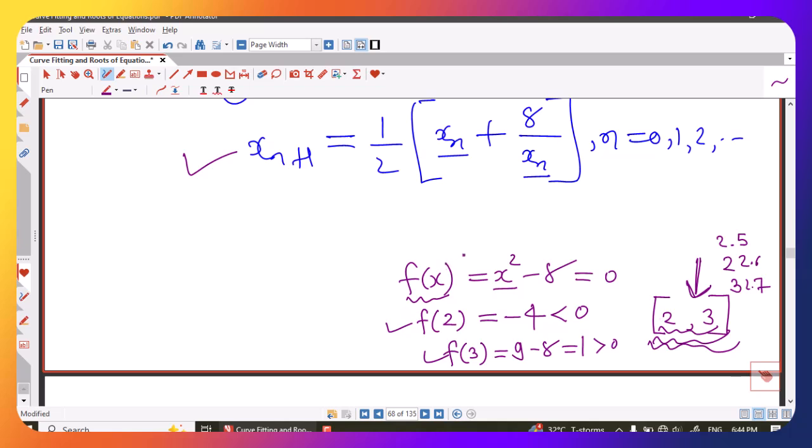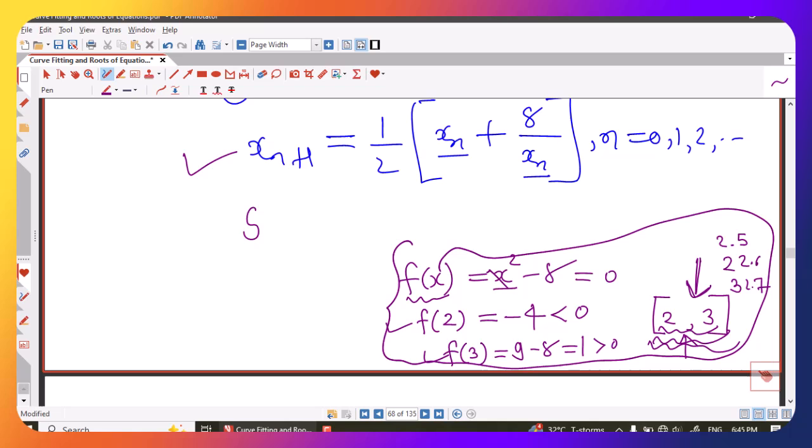So our approximation to the root will be appropriate if we select x0 in this way. So you don't have to write down all these things in the examination. This will give you the idea of how to select the initial guess.